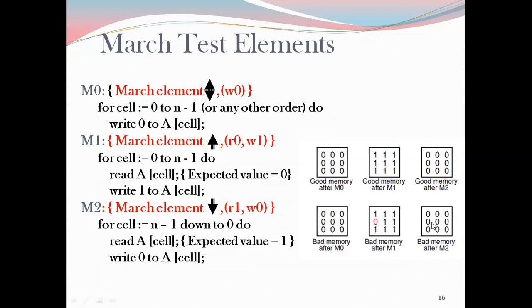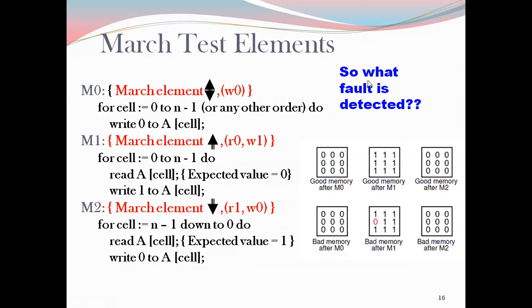And after that I perform the write and I again put it back to 0. So it is same as the good memory. So if I compare the 3 March element results with a good memory, I can find that there is some problem with this particular cell in the memory which has been detected. So this is how detection takes place.